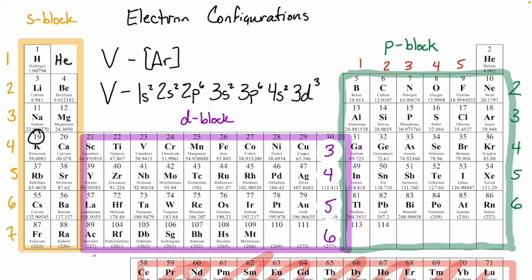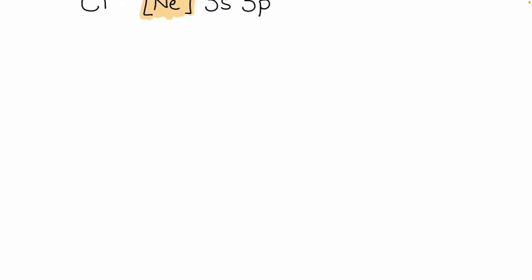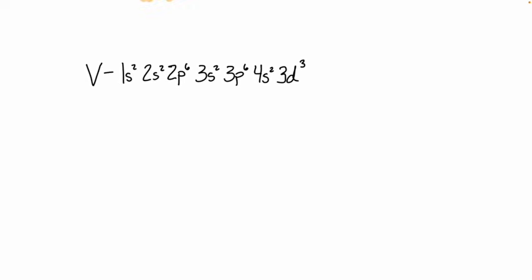Again, I could have represented this same thing with my noble gas abbreviation using argon, my next smallest noble gas. This here is argon's electron configuration. So vanadium would be argon plus 4s2 and 3d3. Cool. So we have our electron configuration for vanadium here.